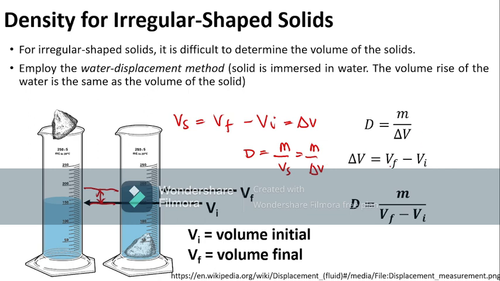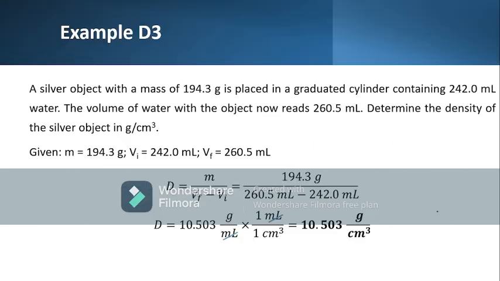So, delta V is volume final minus volume initial. Or, density is equal to mass over volume final minus volume initial. The volume initial and volume final must have the same units. Okay? So, this is your final formula. Now, let's have an example.